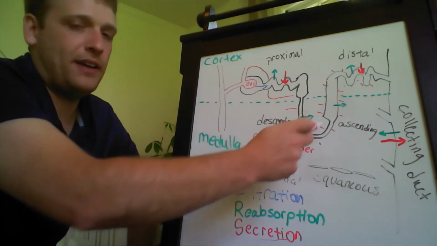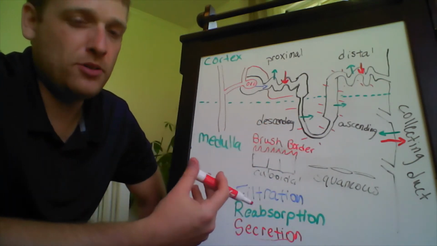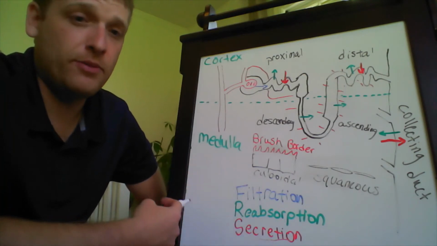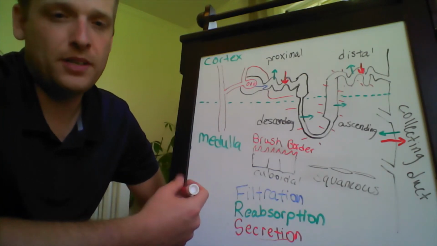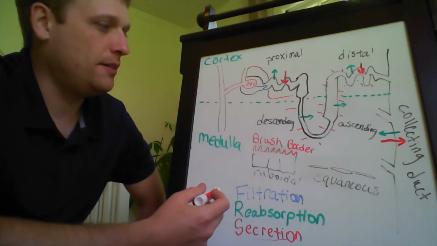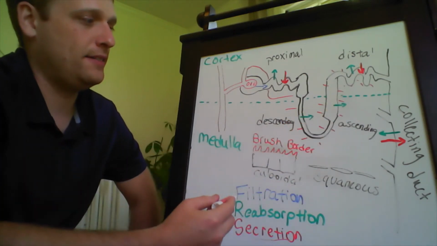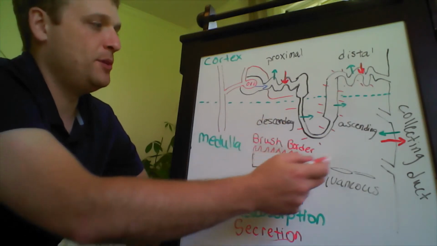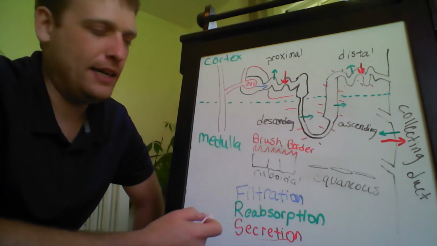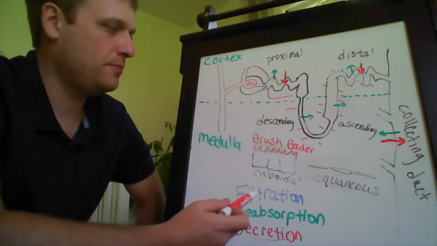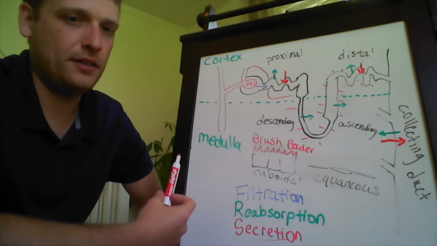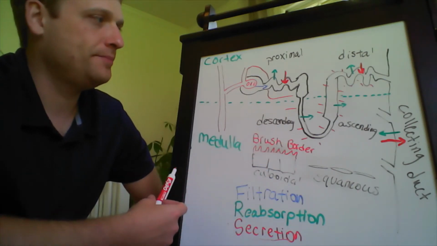So in the loop of Henle, the substance that's going to be reabsorbed the most is water. And again, that relates to what exactly the nature of the medulla is. It's salty. It promotes water reabsorption. So water is getting reabsorbed here in the loop of Henle.